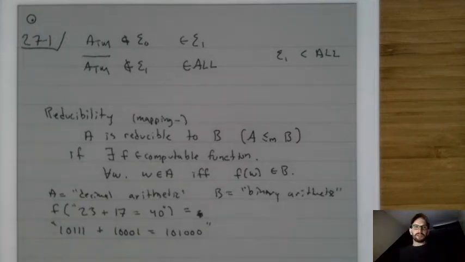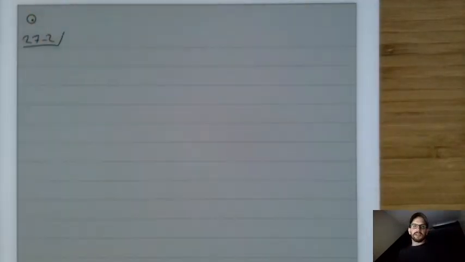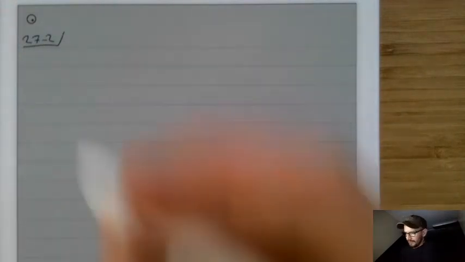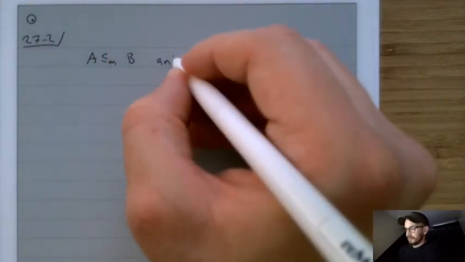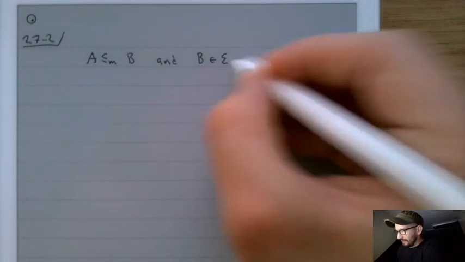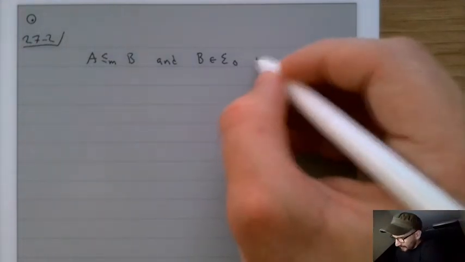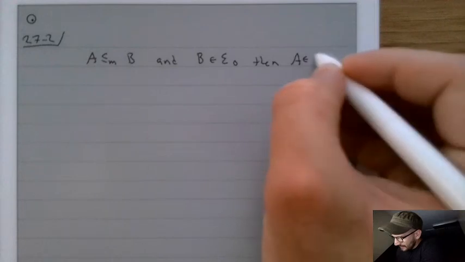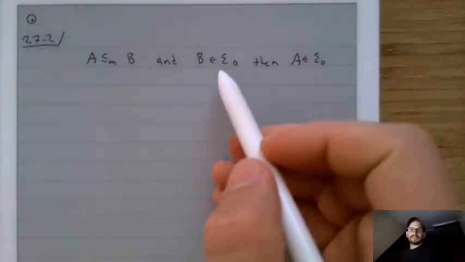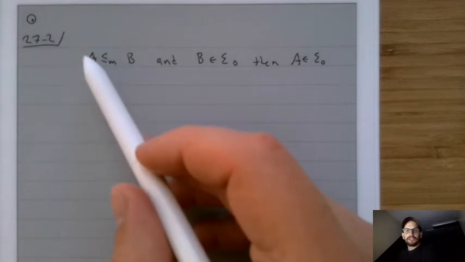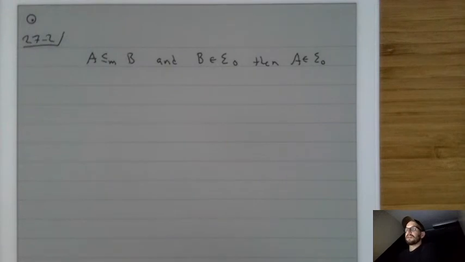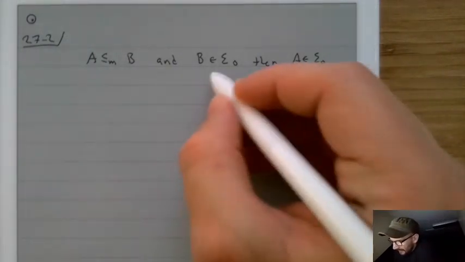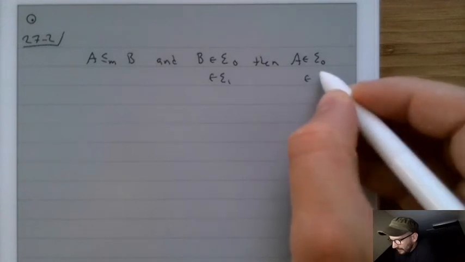Now, mapping reducible is very useful because mapping reducibility preserves the computability of something. Specifically, what we mean is that if A is mapping reducible to B, and B is inside of sigma 0, then that means that A is inside of sigma 0. So if B is a problem that's decidable, and we have a computable function that takes an A problem and turns it into a B problem, then that means that A is also decidable. Similarly, if one is inside of sigma 1, then the other is inside of sigma 1.